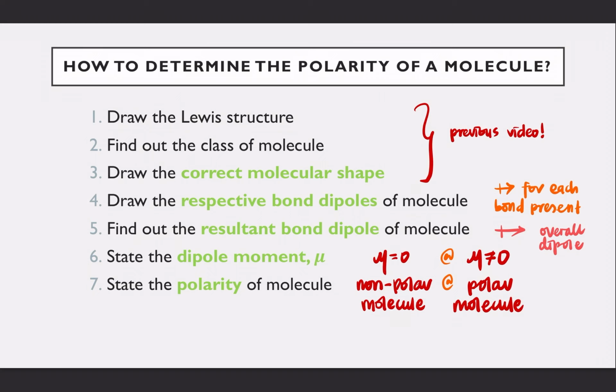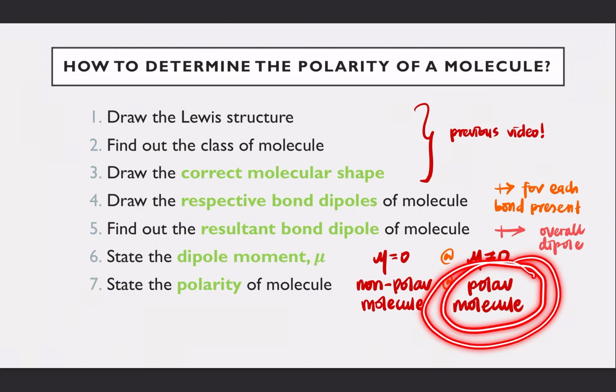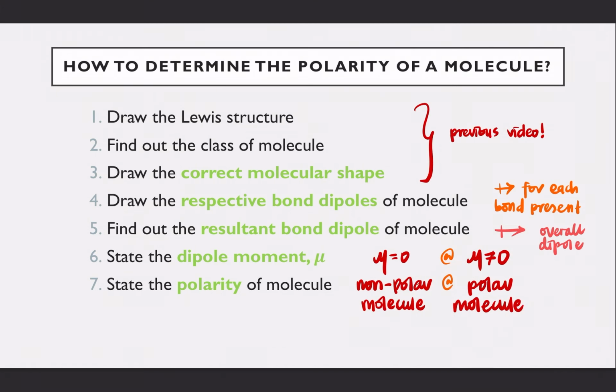And from there, you can know the polarity of your molecule. So if mu is equal to 0, that means that you will form a non-polar molecule. If mu is not equal to 0, then you will form a polar molecule. Okay, maksudnya electron density within that molecule is unequally distributed.